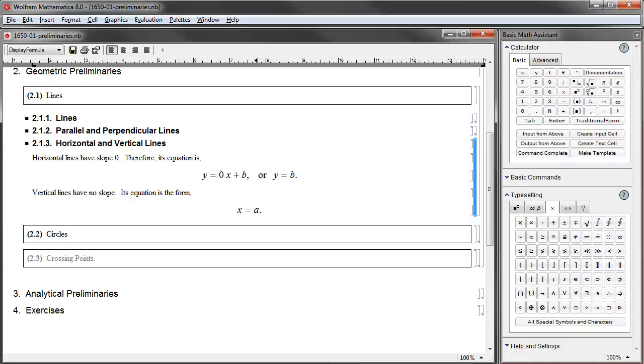Exceptional case, horizontal or vertical line. Horizontal line is y equals b. Vertical line is x equals a. And for x equals a, you don't have y, so there is no slope. For y equals b, there is a slope because this is the same as 0x plus b. Slope is 0. In this case, slope is undefined.